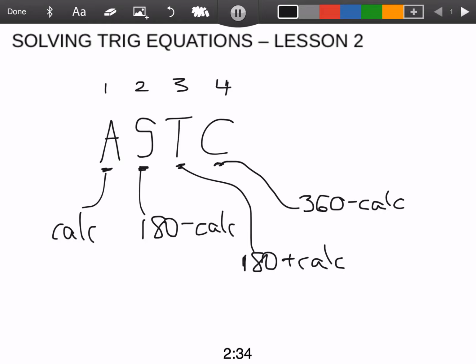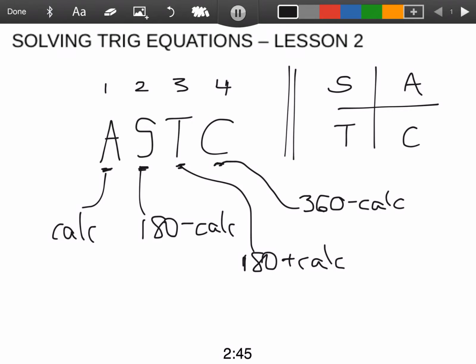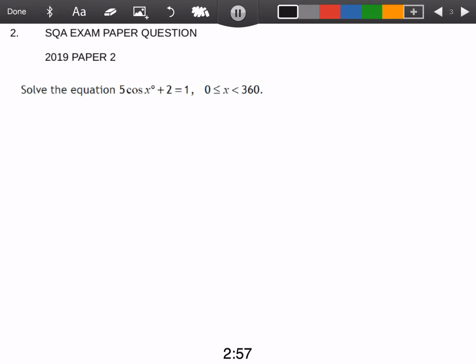Also, depending on which teacher you got, again, you might have done it something like this: sin, tan and cos. You might have done it something like that, but it's important you remember these letters, first, second, third and fourth, in the right order. Right, a couple of examples, and we'll show you why this is a wee bit different.